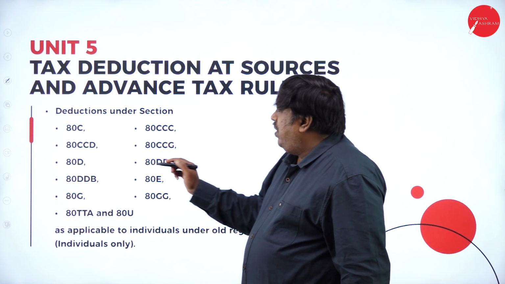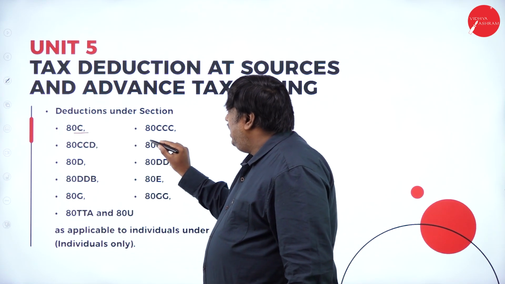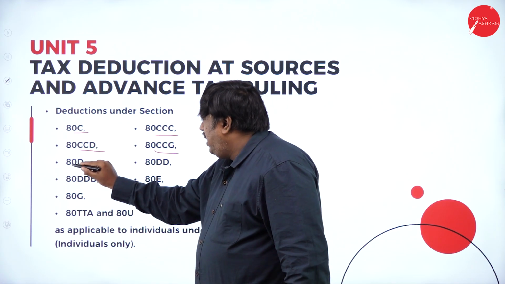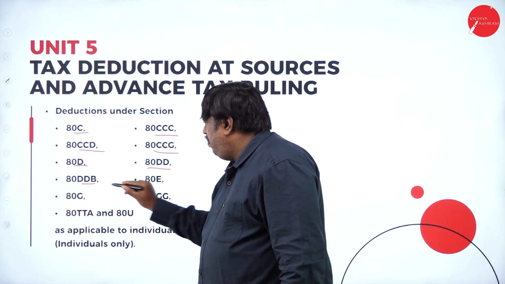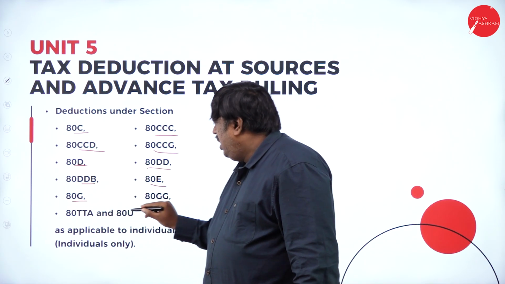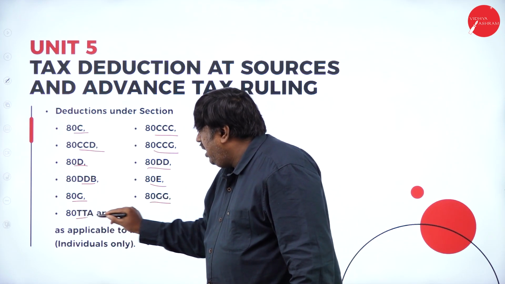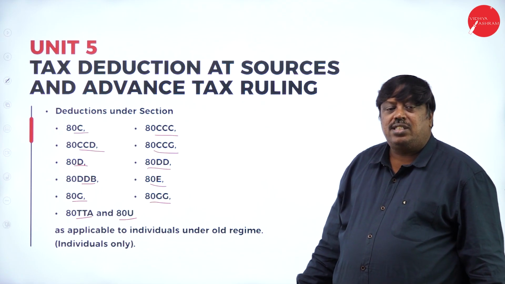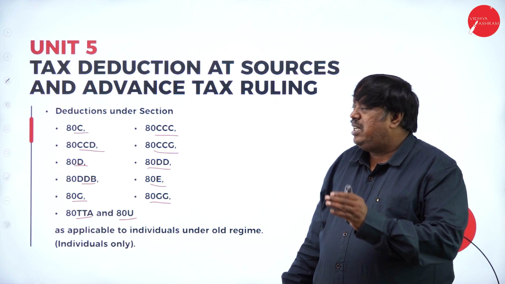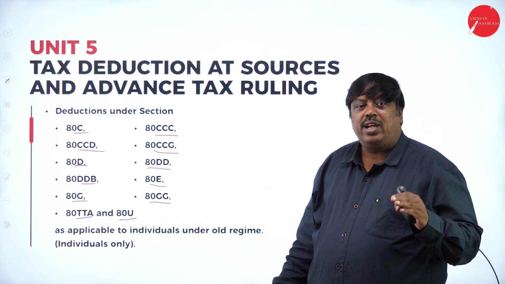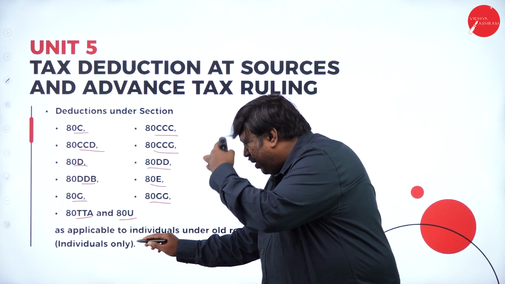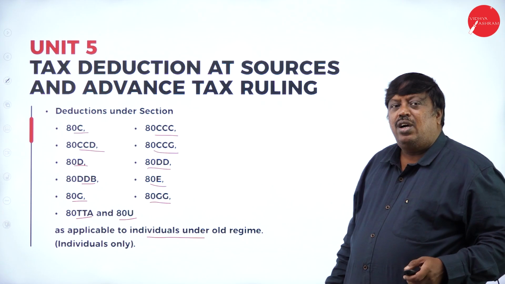Already I said that we have deductions under section 80C, 80CCC, 80CCD, 80CCG, 80D, 80DD, 80DDB, 80E, 80G, 80GG, 80TTA, 80U and 80L. There are lots of deductions which we are going to discuss in unit 5, and how they are going to benefit individuals will be discussed. It is applicable for individuals under the old scheme.